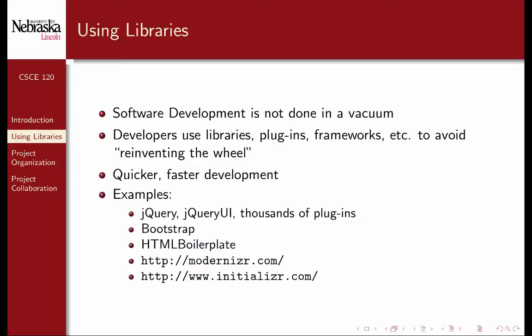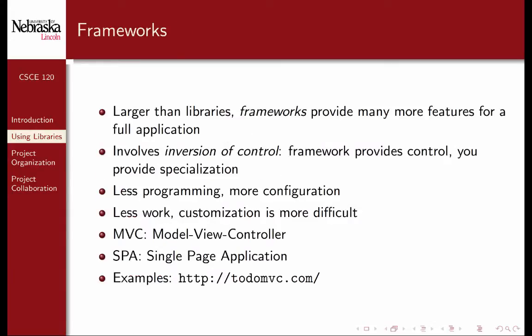Some examples of things that we've used throughout the semester: jQuery and jQuery UI, along with our hundreds or thousands of plugins and libraries associated with them. We've also used Bootstrap, which provides a framework for basic styling. There's also HTML5 boilerplate, which provides some basic functionality for HTML5. There are also other libraries that can be used, such as Modernizr and Initializr, to bring some of these libraries together into one. Larger than libraries, frameworks provide many more features for a fuller application.